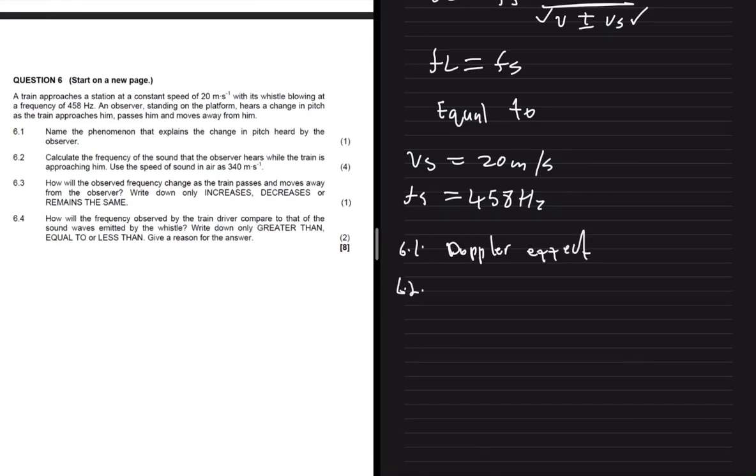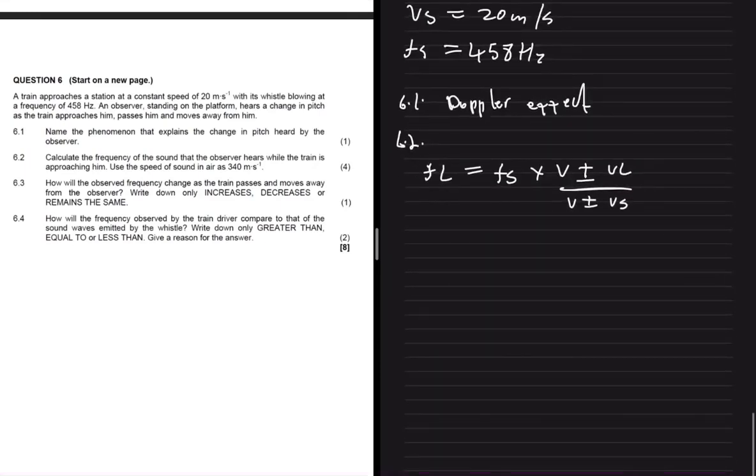6.2, calculate the frequency of the sound that the observer hears while the train is approaching him. Use the speed of sound in air, 340 m/s. Okay, so we are looking for FL, which equals Fs multiplied by (V plus or minus VL) divided by (V plus or minus Vs), like we always have.